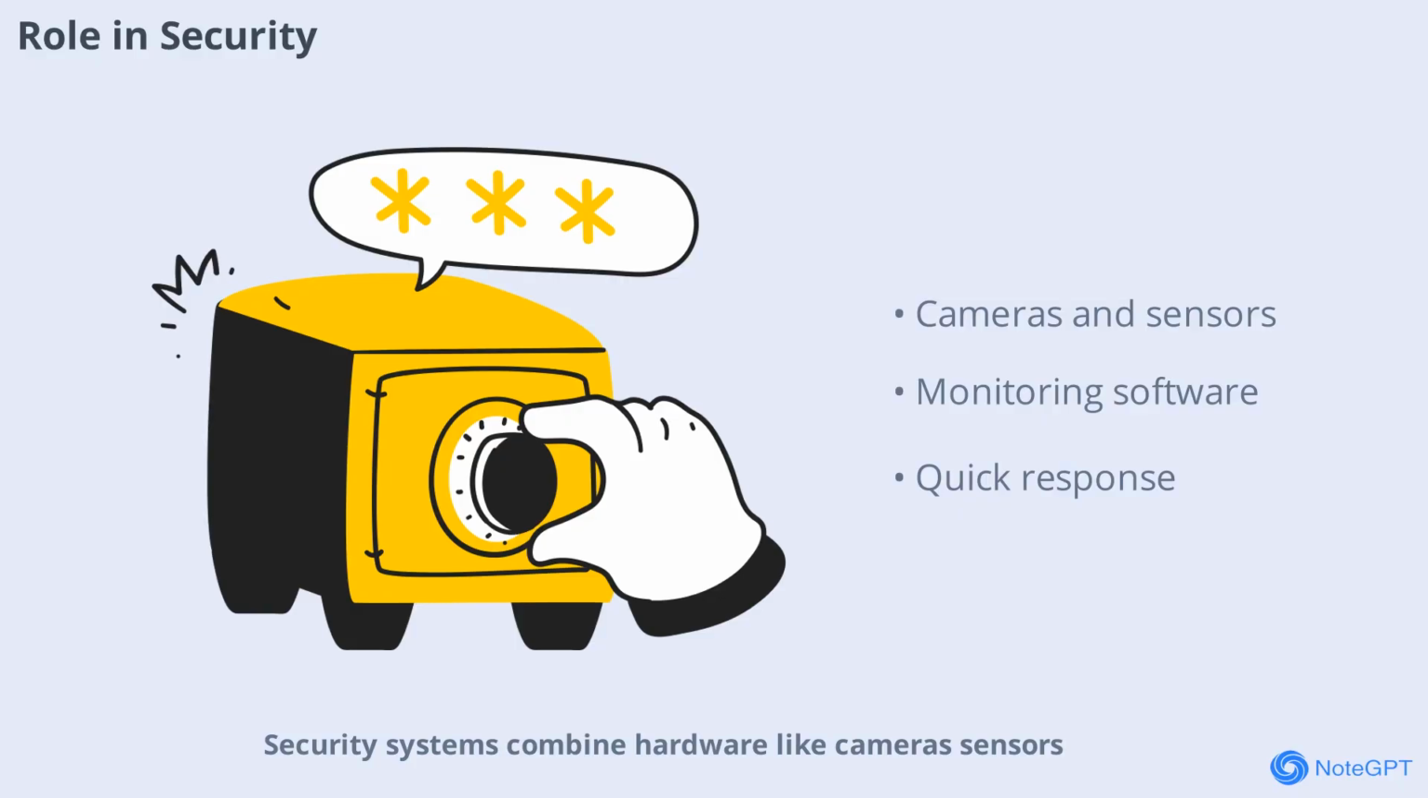Security systems combine hardware like cameras, sensors, and alarms with software for monitoring, alerts, and data analysis. This combination helps protect homes, businesses, and public spaces, providing peace of mind and quick response to threats.